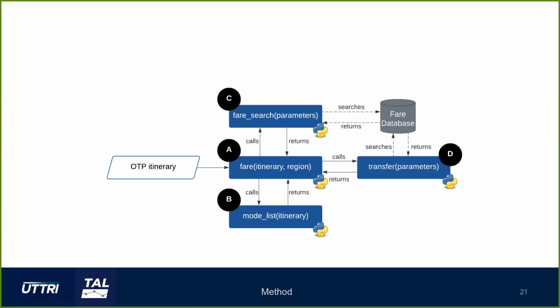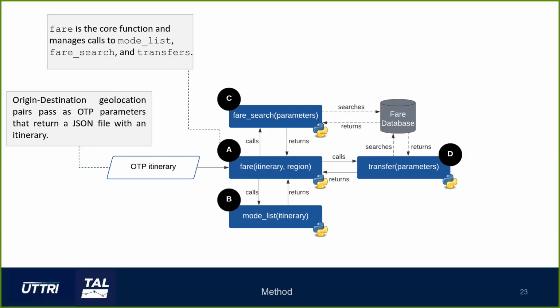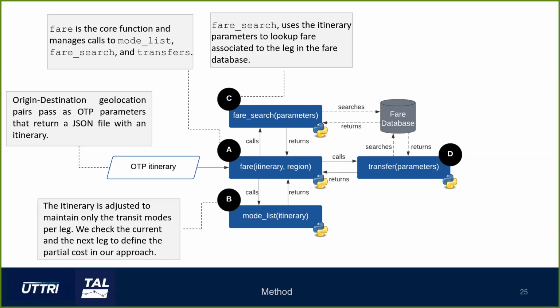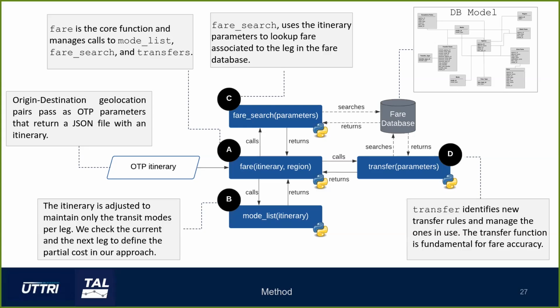So this is the architecture view, and in blue are the scripts in the fare calculator. First we generate trips on OTP. The fare function receives the trip file and the region ID. The mode function adjusts the itinerary for posterior partial cost computation. The fare sort function updates, activates, or deactivates transfer rules for each initial leg and underlying pair, and moreover, the function controls the flag status. We also built a new database model to reflect the solution, but it has some opportunities to be optimized. And finally, the transfer function sorts transfer rules and returns a subset of permissions available for the pair within the iteration process.